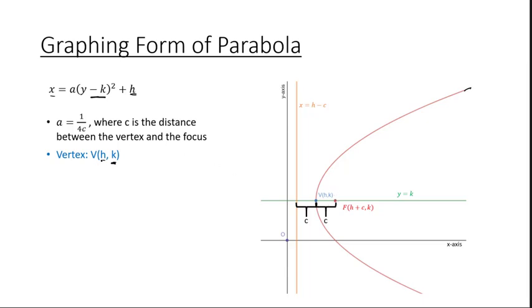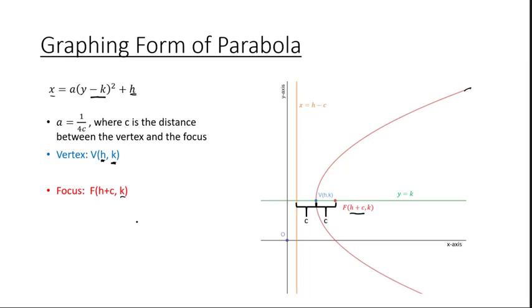So you're gonna have to add something to your x value of the vertex, and you're adding c, because that's the distance from the vertex to the focus. So you're adding c, we see that right here. We have h plus c that we're adding for that x value. And then again, the y value would still stay the same. It's going to be k, whatever that was.